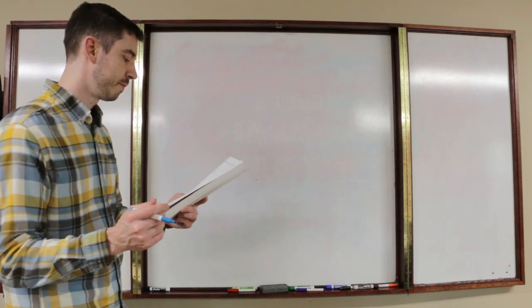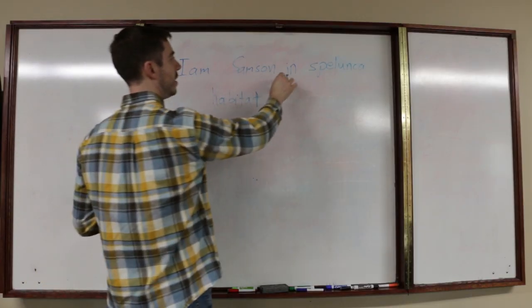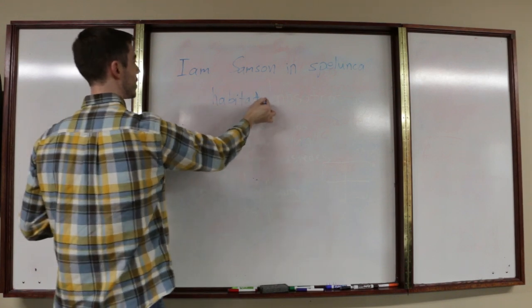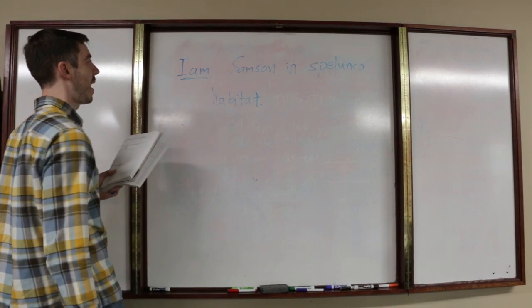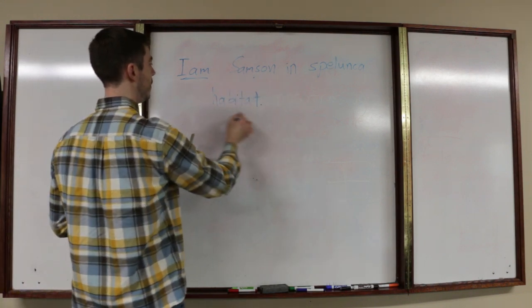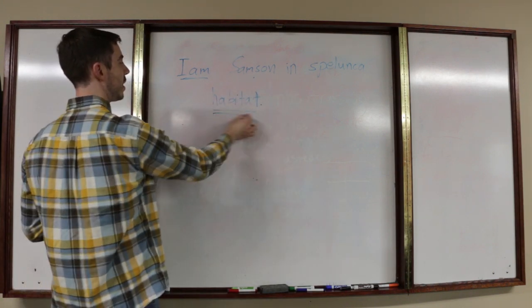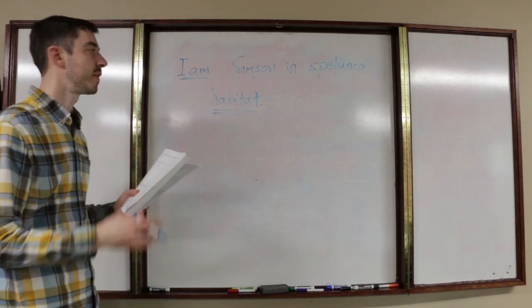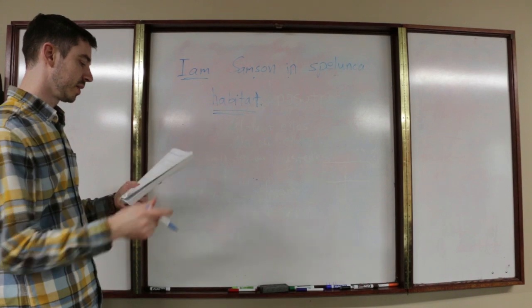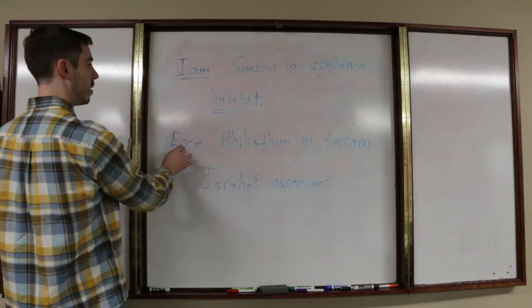Alright, here we go. Iam Samson in spelunca habitat. So for the first sentence, this is one of our special words, now. Now Samson, habitat, he is living in a spelunca, a cave. So now Samson is living in a cave.